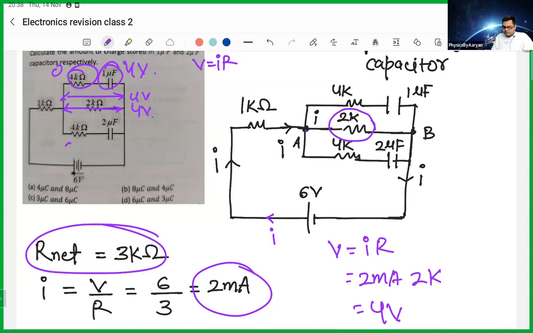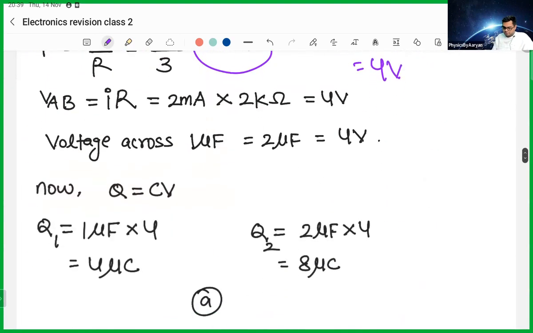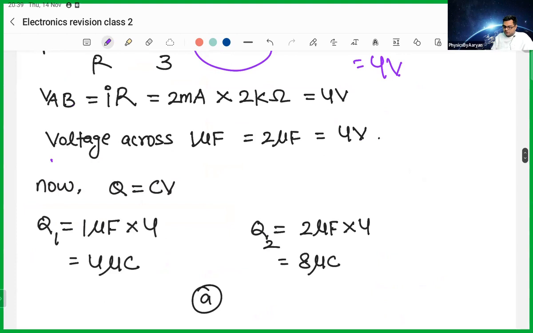So if this is 4 volt, then this is 4 volt. Voltage here is 0 because no current is passing. So all the voltage will come here, 4 volt. It means the voltage on both the capacitors is 4 volt.